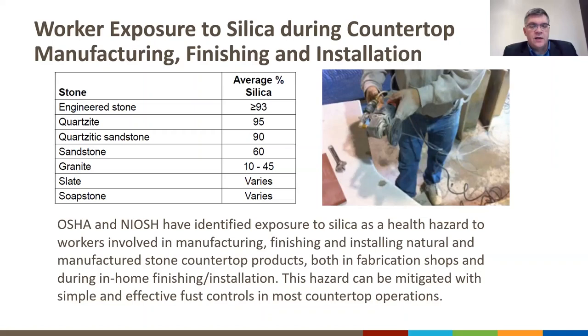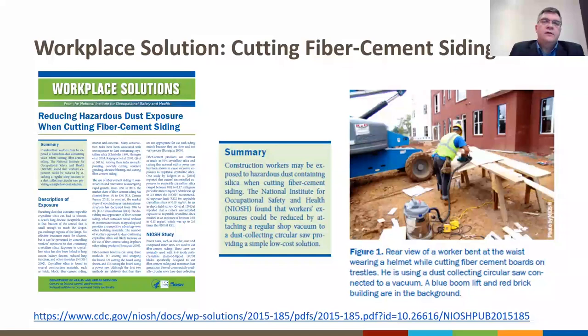NIOSH also worked on cutting fiber cement siding and silica exposures. The use of fiber cement siding in construction and renovation has undergone rapid growth. Between 1991 and 2010, the market share of fiber cement siding increased from 1% to 13% of the market. In contrast, the market share of wood siding in residential construction fell from about 38% down to 8%. Construction workers may be exposed to silica when cutting fiber cement siding. Fiber cement products contain as much as 50% crystalline silica, and cutting this material with a power saw can cause excessive exposures to respirable crystalline silica. NIOSH found that workers' exposures could be reduced by attaching a regular shop vac to a dust-collecting circular saw, which provided a low-cost solution. Next slide.